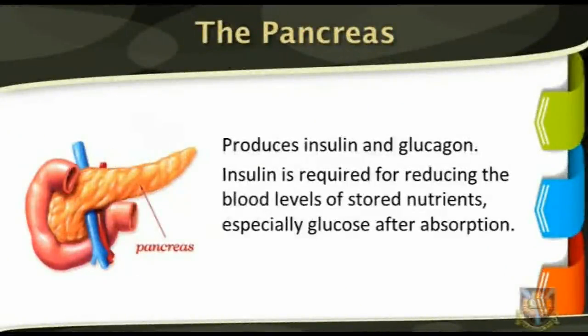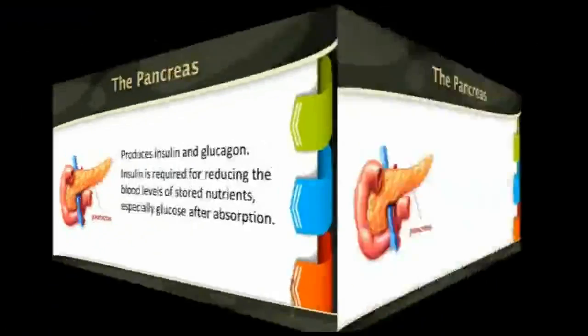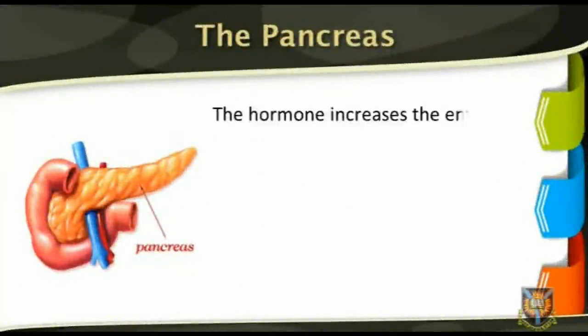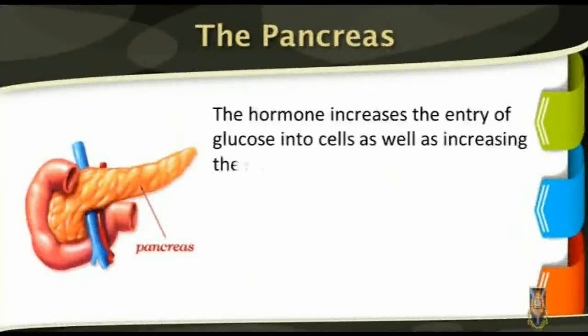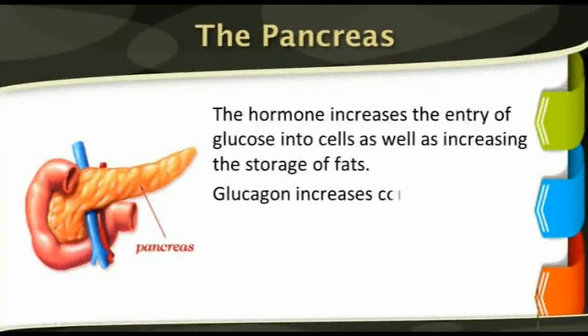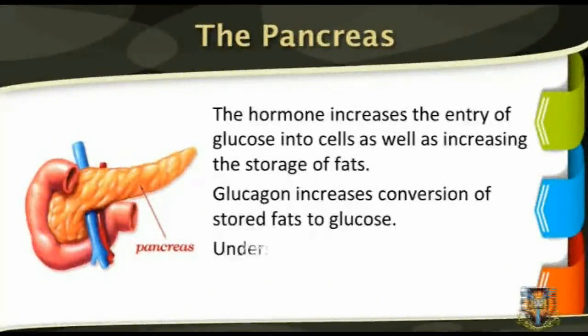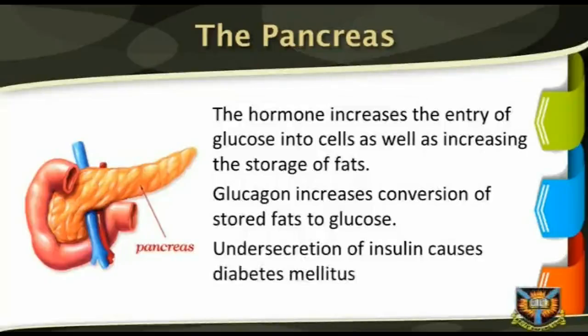Insulin is required for reducing the blood levels of stored nutrients, especially glucose, after absorption. The hormone increases the entry of glucose into cells, as well as increasing the storage of fats. Glucagon increases conversion of stored fat to glucose. Undersecretion of insulin causes diabetes mellitus.